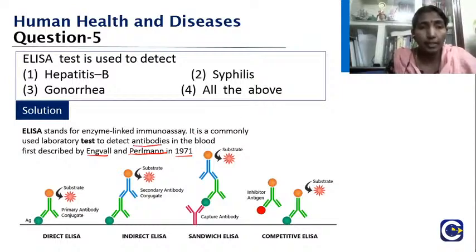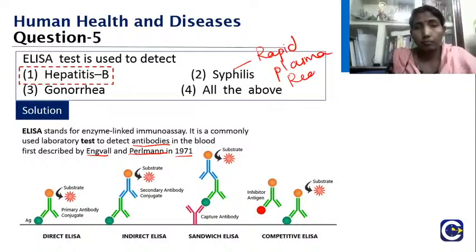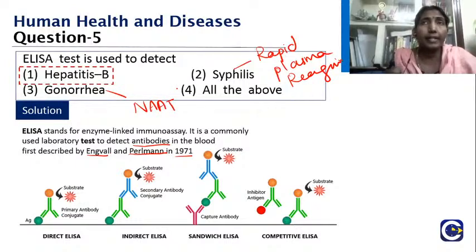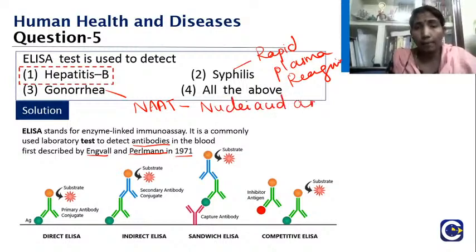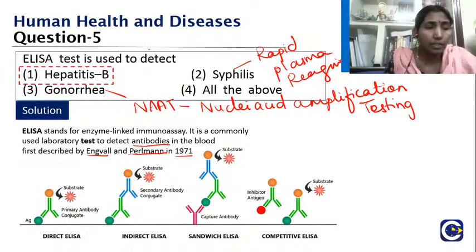So commonly they will be detecting the antibodies in the blood. Here we will use it for hepatitis B mostly. When it comes to syphilis, we will be using the rapid plasma reagin test. What about gonorrhea? We use NAT. We take the swab from the vagina and from the men also, and then we check by nucleic acid amplification testing. So these are the common tests done for gonorrhea and syphilis. But for the ELISA, we will be doing hepatitis B.